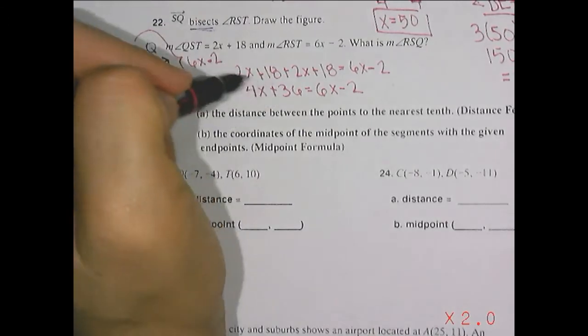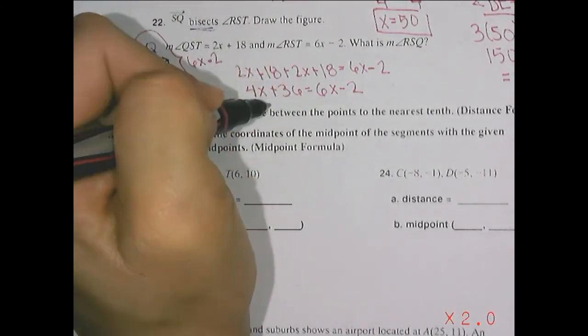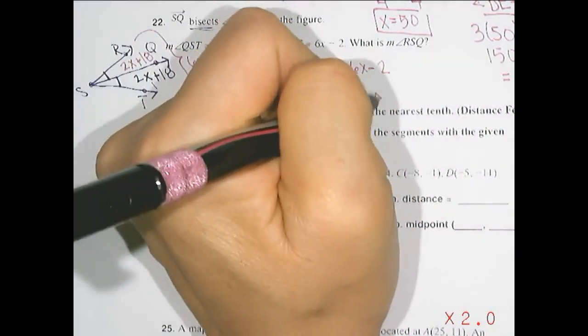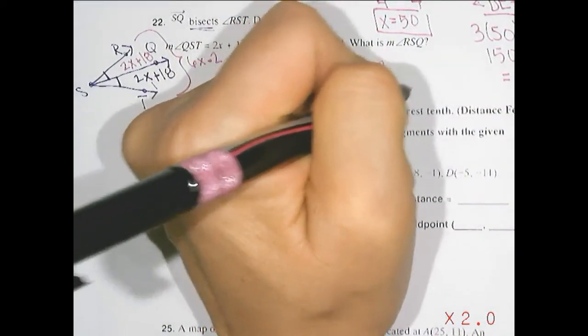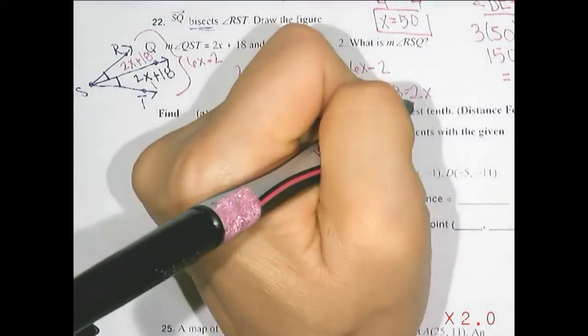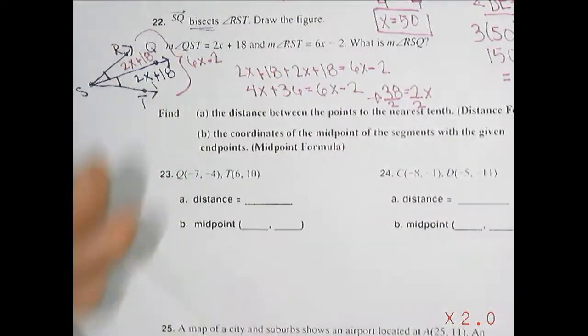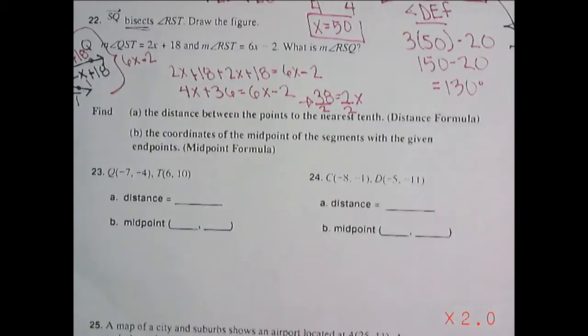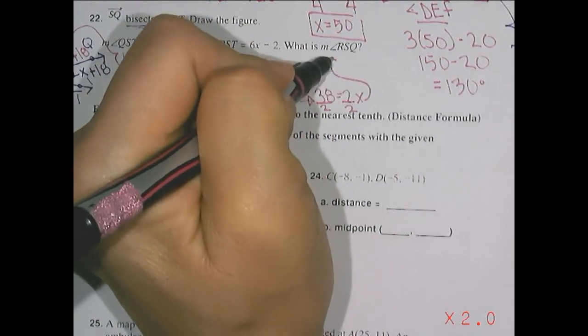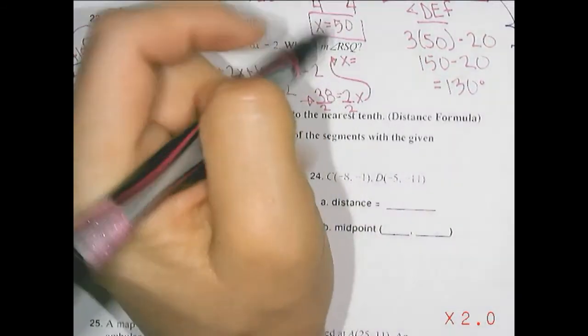All right, I'm going to move my x's over and move my constants over, and I will end up with 38 equals 2x. And now I need to divide by 2 and divide by 2. And I'll figure out that x equals 19.